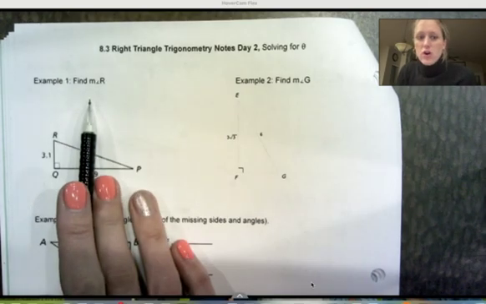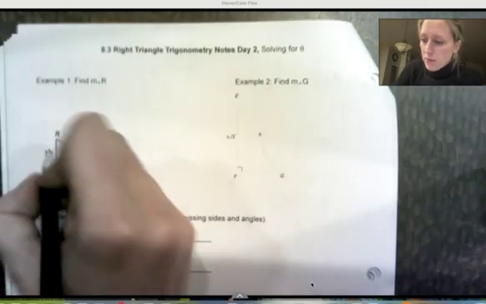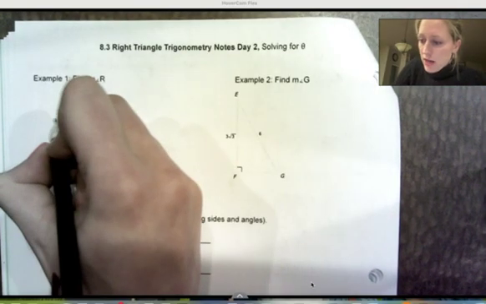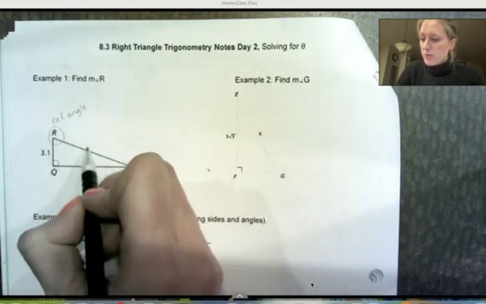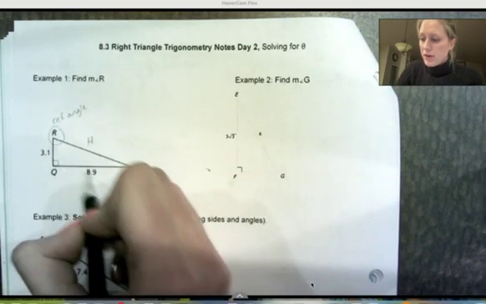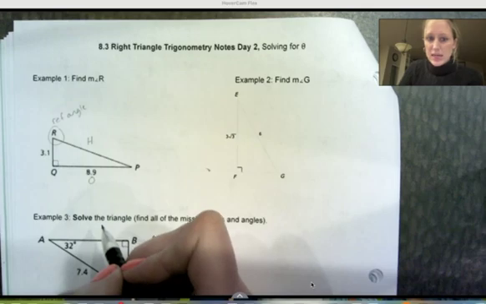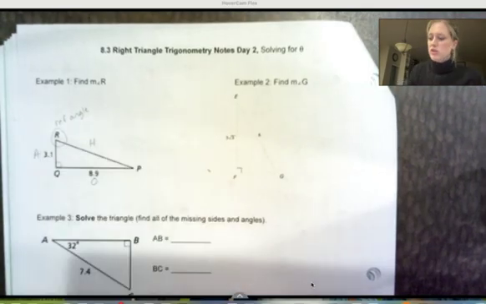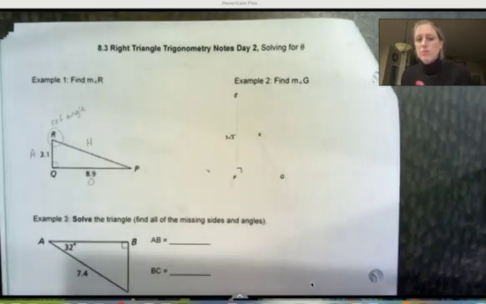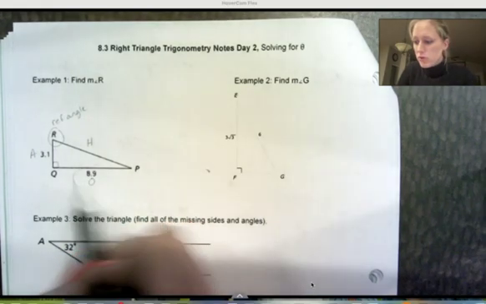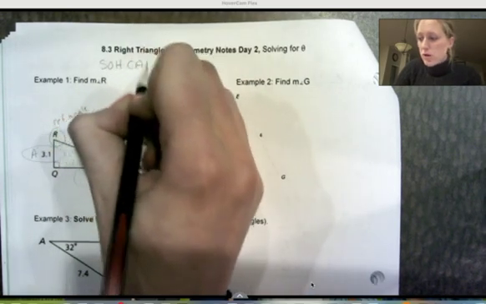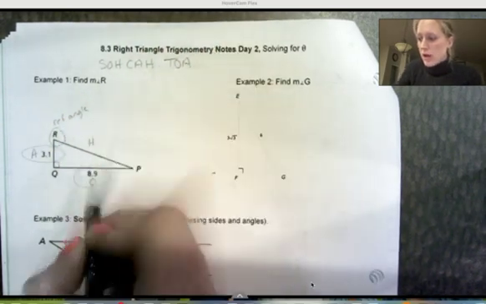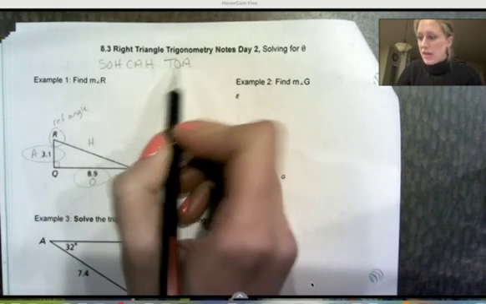So in this one, we're going to find R. R is my reference angle. Across from 90 is the hypotenuse. My reference angle makes 8.9 the opposite side and 3.1 the adjacent side. So in this one, my angle is my unknown. When I pick which ratio I want to use, I use the two sides that I know. According to SOHCAHTOA, O and A go with tangent.